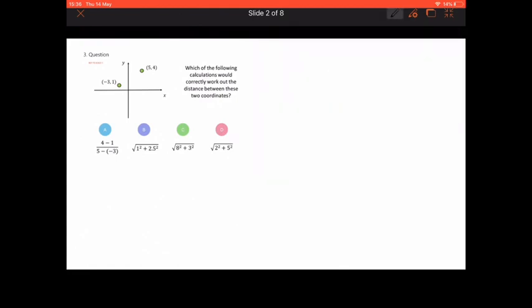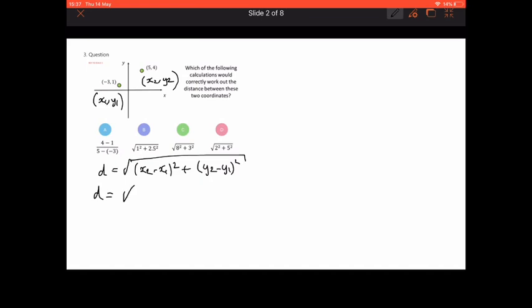On to the second question. Again, it's another distance formula one. So again, we'll name our points x1, y1 and x2, y2. Write out our formula. D equals the square root of x2 minus x1 all squared plus y2 minus y1 all squared, and plug into that.